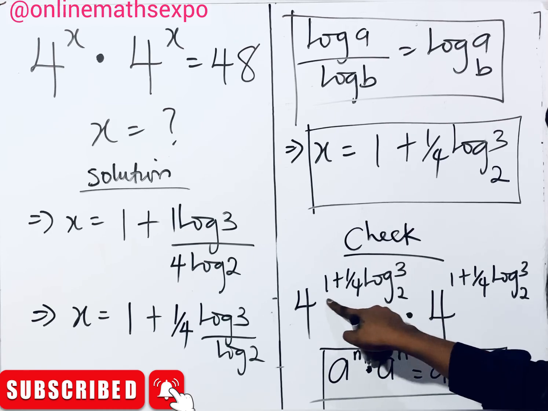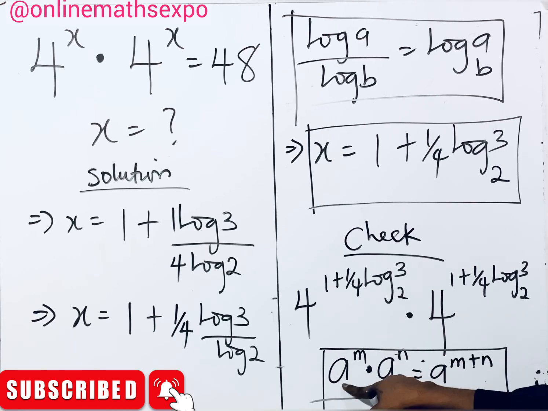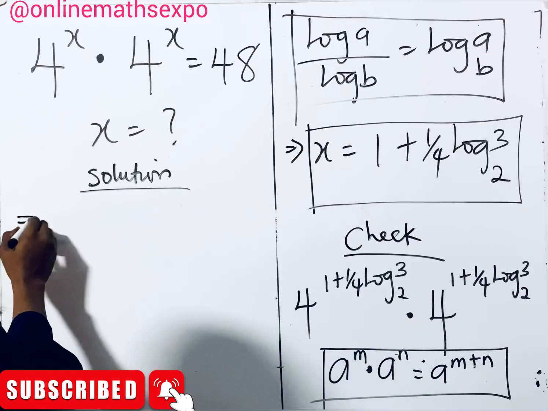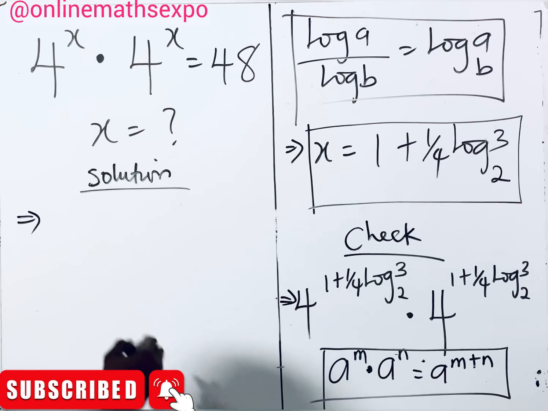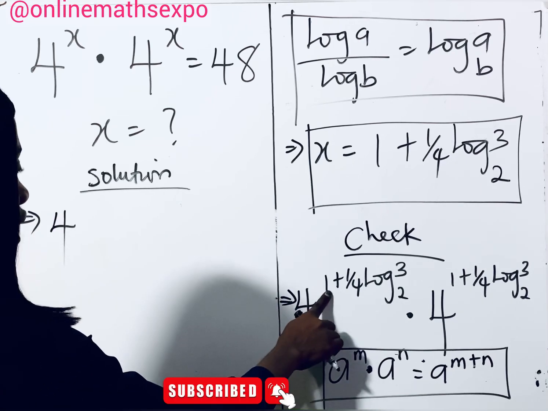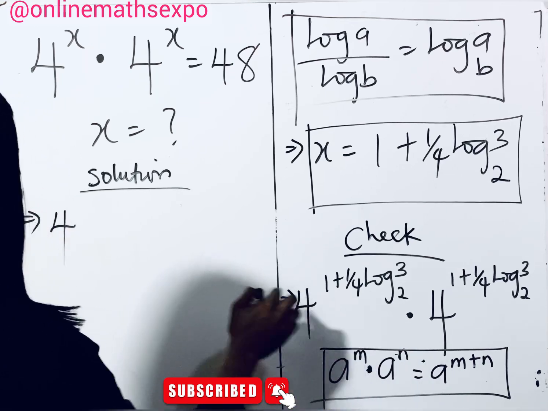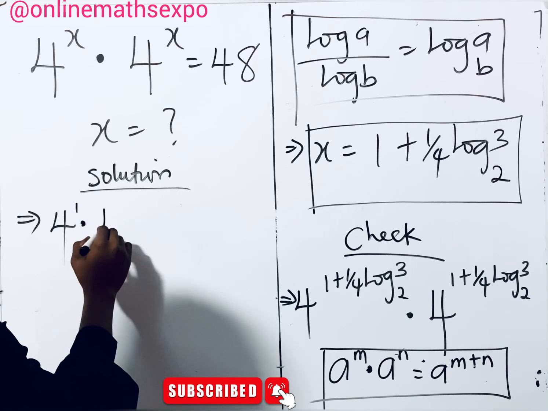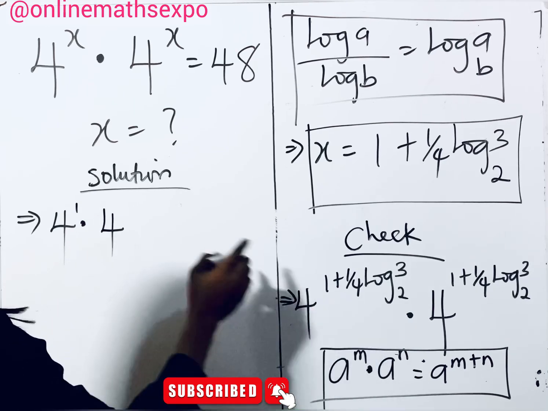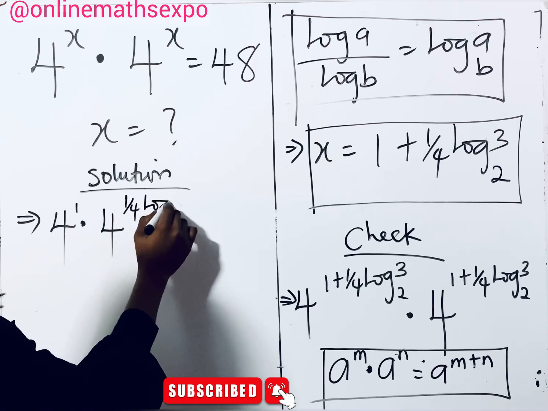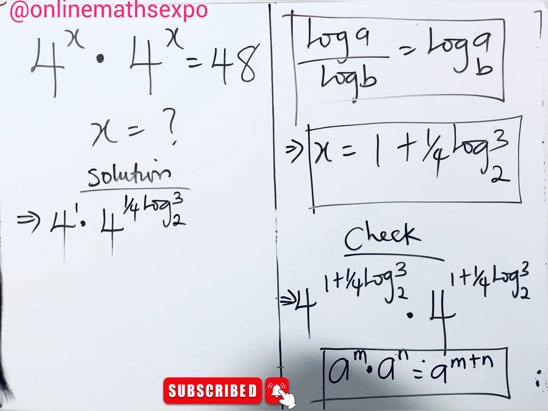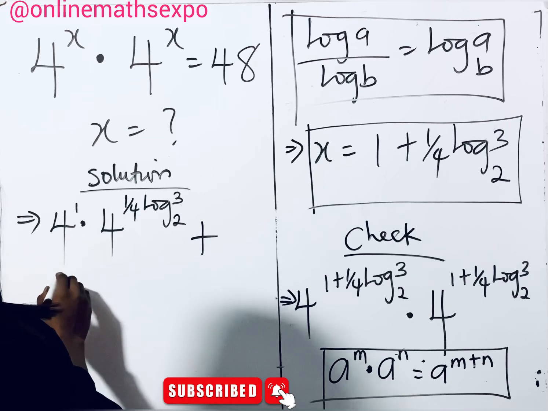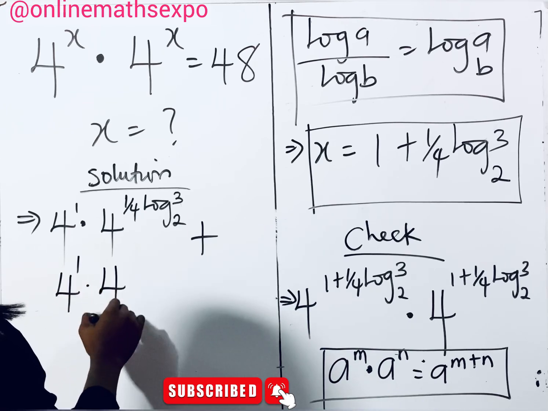Now observe that this is in this form, so let's split it to be in the multiplicative form. If you do that, we are going to have 4 to the power of 1, this is going to be your m, multiplied by 4, the same base, raised to the power of quarter of log 3 base 2. Did you see what we just did there? Then plus the same thing, repeated: 4 to the power of 1 multiplied by this.